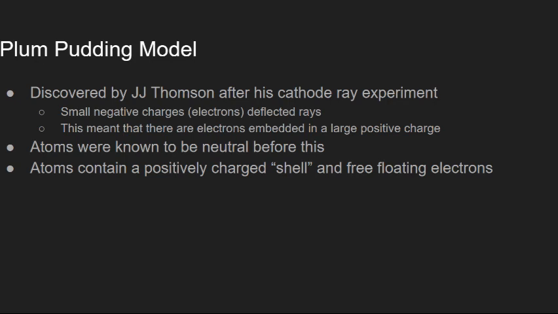The first model I'm going to show you is called the plum pudding model, which was discovered by J.J. Thomson after his cathode ray experiment. He directed cathode rays at atoms and found that small negative charges were deflecting them. These small negative charges are now known as electrons. And Thomson believed that electrons were embedded in a large positive charge because everyone knew that atoms were neutral before this experiment. Or at least that was the scientific consensus.